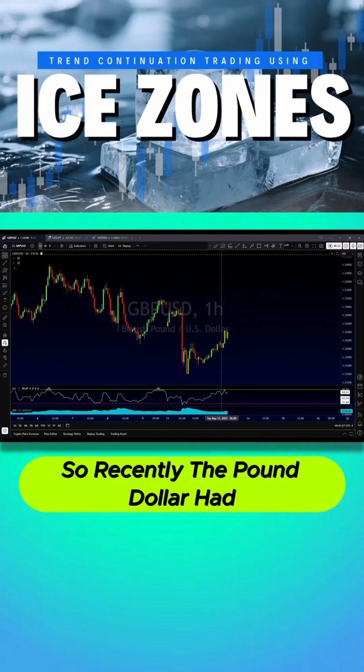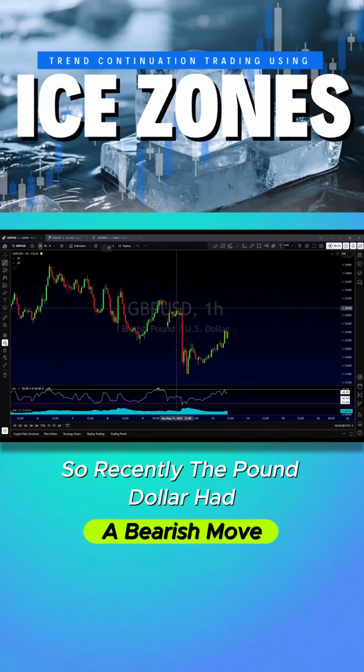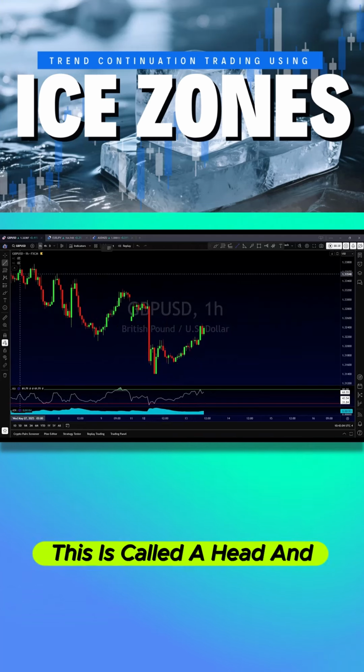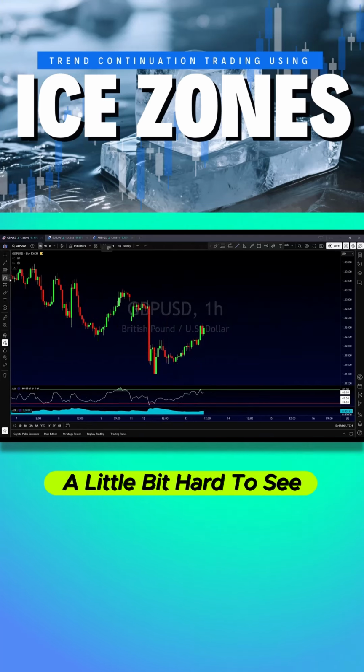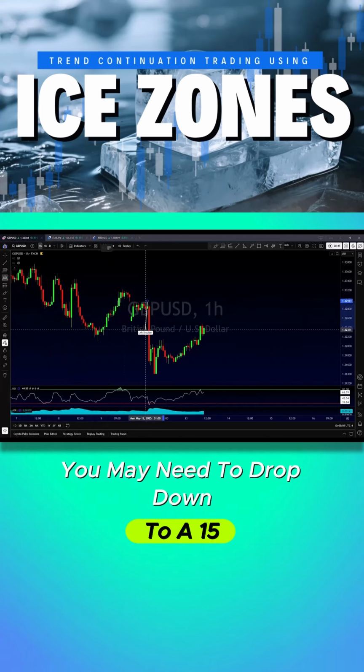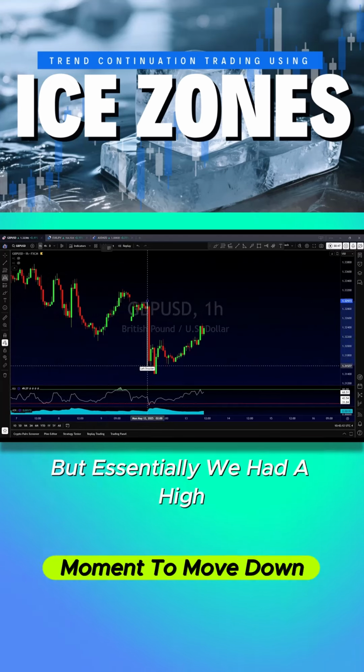So recently, the pound dollar had a bearish move where we came down and put in essentially a classic reversal pattern, right? This is called a head and shoulders pattern. A little bit hard to see here on the hourly. You may need to drop down to a 15, but essentially we had a high momentum move down.